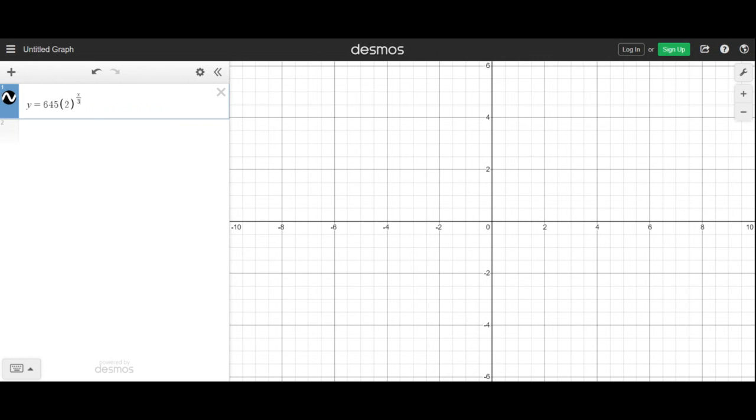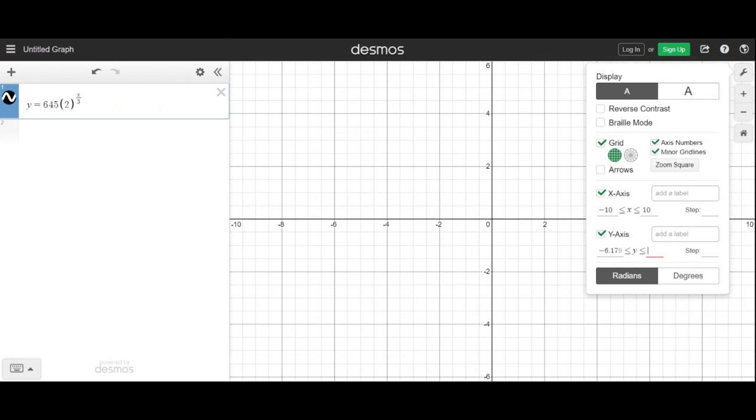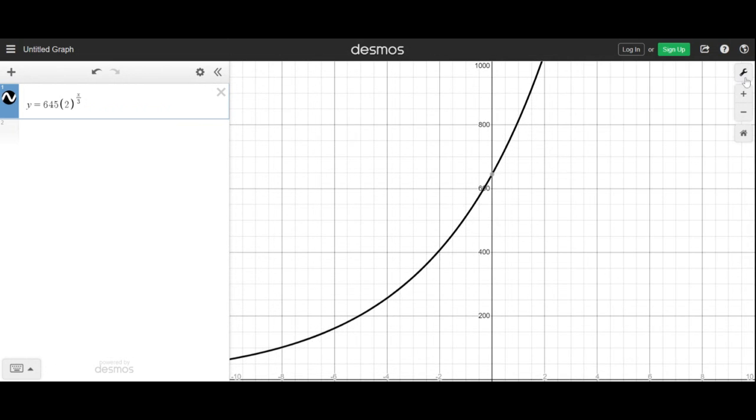Now, notice here, I don't really see anything on my graph as is. So we've got to think about what's going on here. Well, we know the initial population is 645, which means that my y-intercept, that's where time starts, right, at 0, is going to be 645. So I know I need to raise my y maximum now. I'm going to make it 1,000 just so I can at least see where we cross the y-axis. So there's our y-intercept, 645.